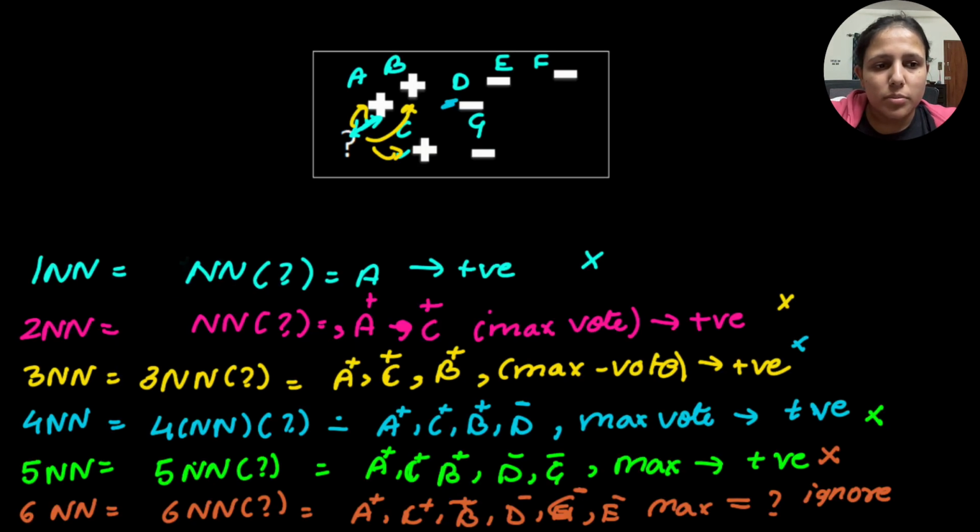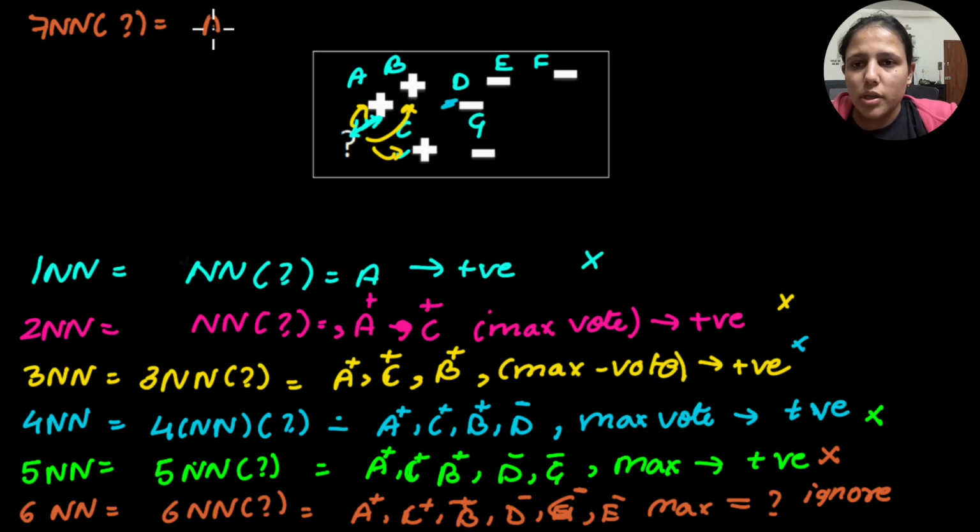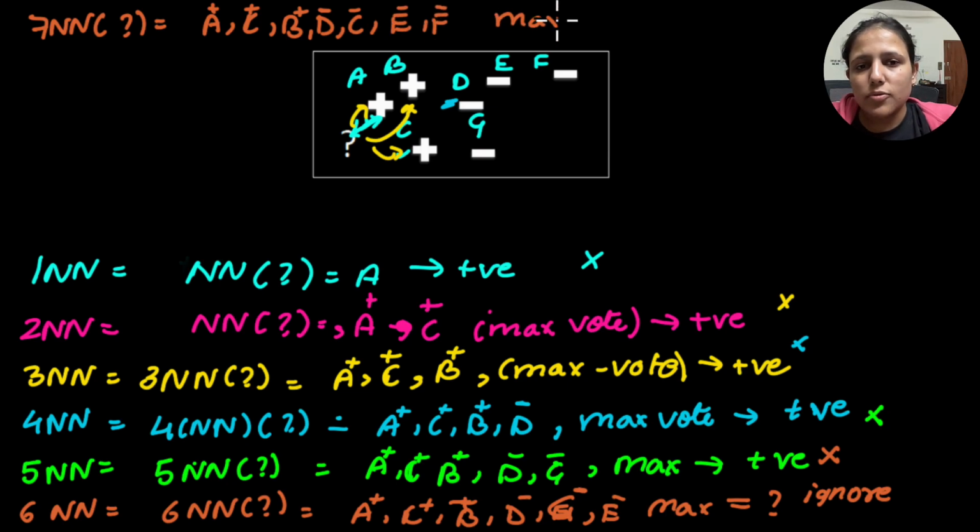Now let's come to 7NN. 7NN of question mark is A, which is positive, C, which is positive, B, which is positive, D, which is negative, G, which is negative, E, which is negative, and F, which is negative. Now if I take the max vote, I'm for sure getting negative. So K is equal to 7.